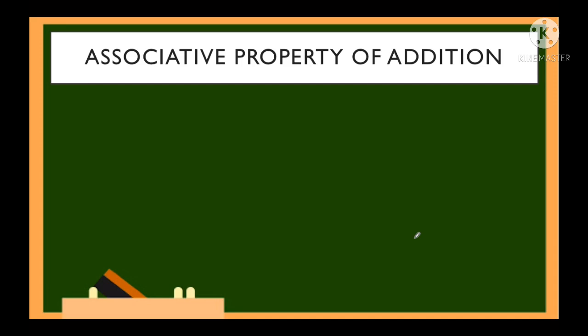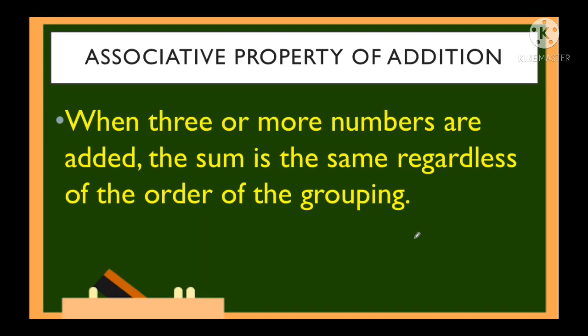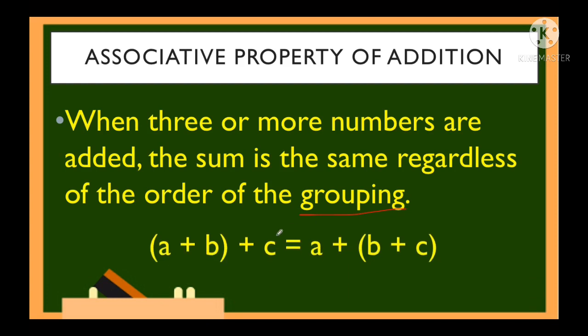So, in commutative property of addition, we are changing places, but the answer is still the same. In associative property, this one is specialized for when we have 3 or more numbers. So when 3 or more numbers are added, the sum is the same regardless of the grouping. So what is that word grouping? We have the rule here. As you can see here, we have 3 numbers. 1, 2, 3. 1, 2, 3.